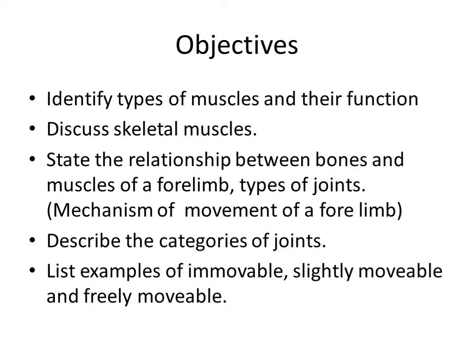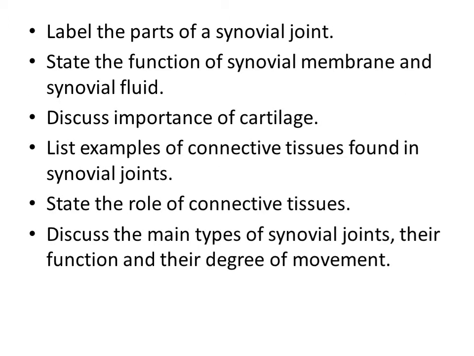Great. So what are our objectives for this week? Well, our objectives for this week are: identify the types of muscles and their function, discuss the skeletal muscles, state the relationship between the bones and muscles of your forelimb, and also the type of joints. Describe the categories of joints and list examples of immovable, slightly movable, and freely movable joints. Label the parts of a synovial joint. State the function of a synovial membrane and synovial fluid.